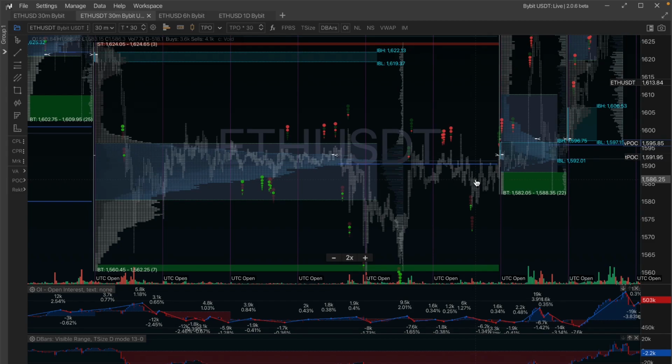But this is a perfect example of a market in complete balance and complete liquidity until it decided that the bulls have won and it wanted to move higher, right?